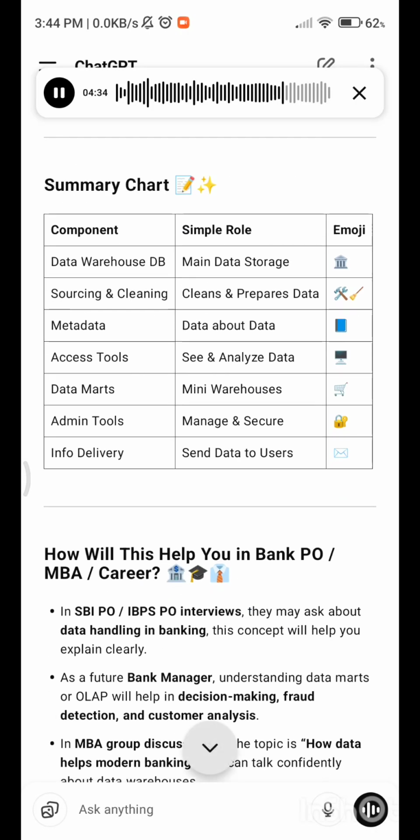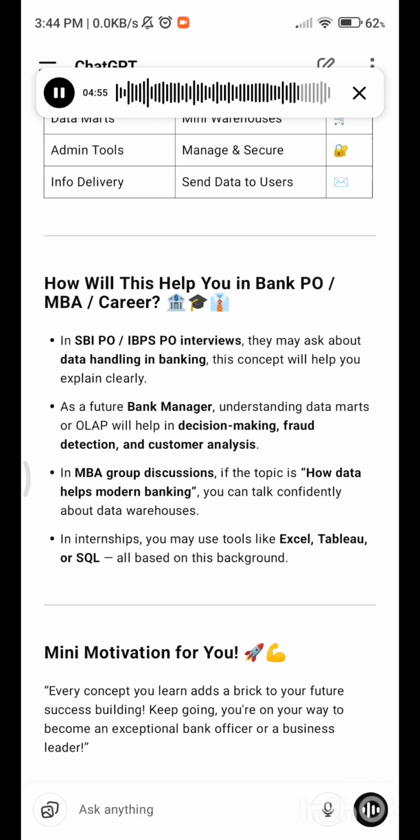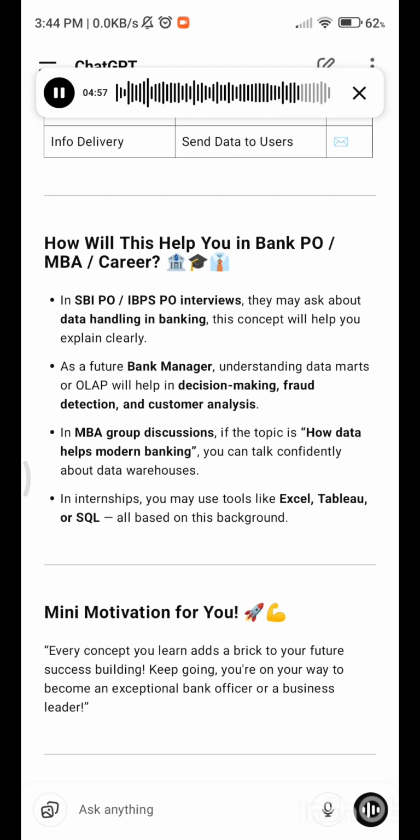Summary chart. Component and simple role: Data warehouse DB: main data storage. Sourcing tools: clean and prepare data. Metadata: data about data. Access tools: see and analyze data. Data marts: mini warehouses. Admin tools: manage and secure. Info delivery: send data to users.